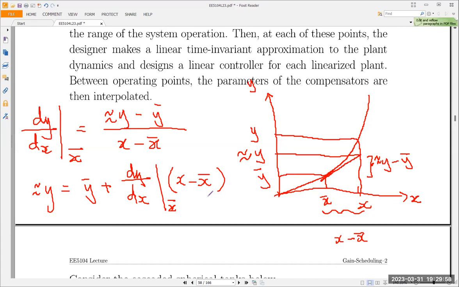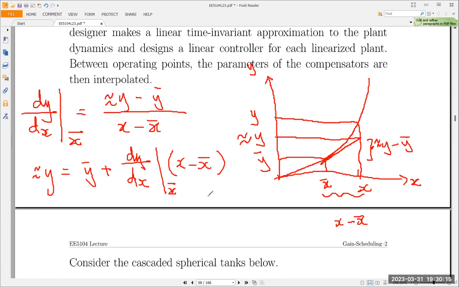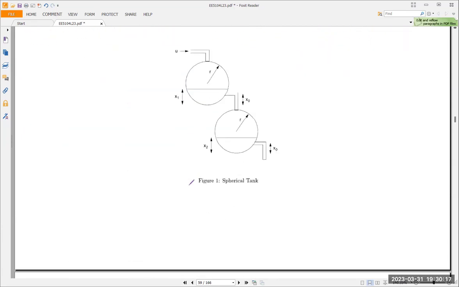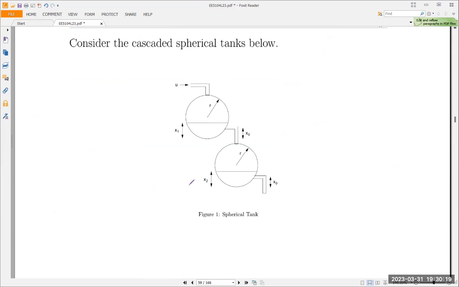This is gradient, horizontal divided by vertical. It's dy/dx. All right. Okay. So now we study a specific example to get the idea. If not, talking in a vacuum is very hard.